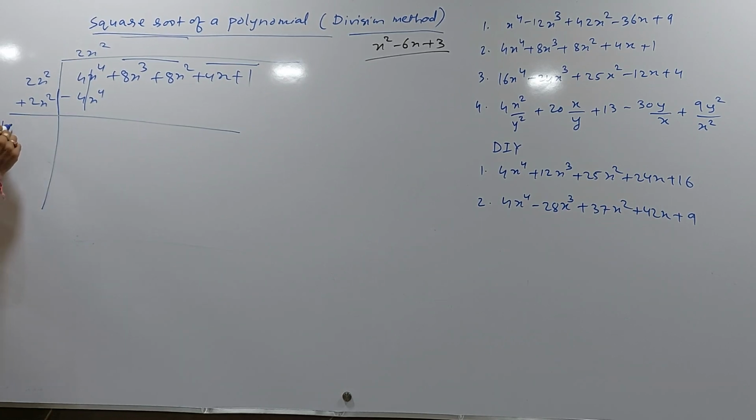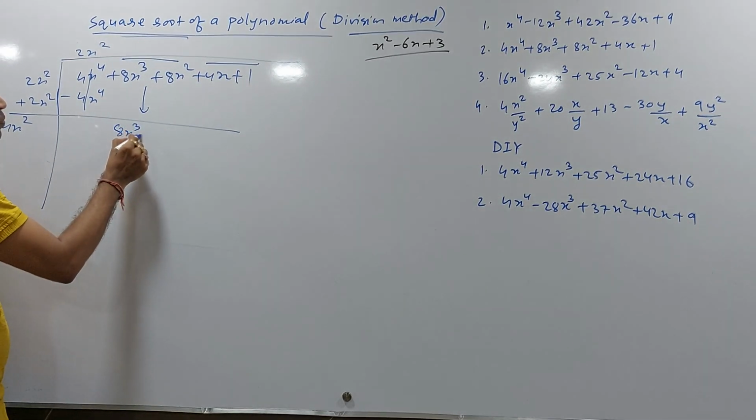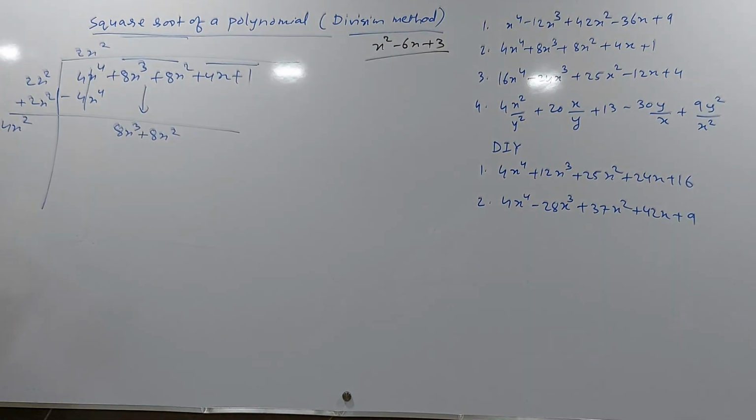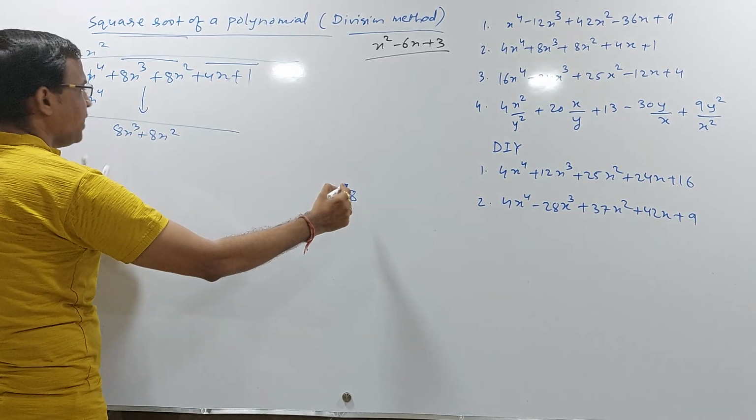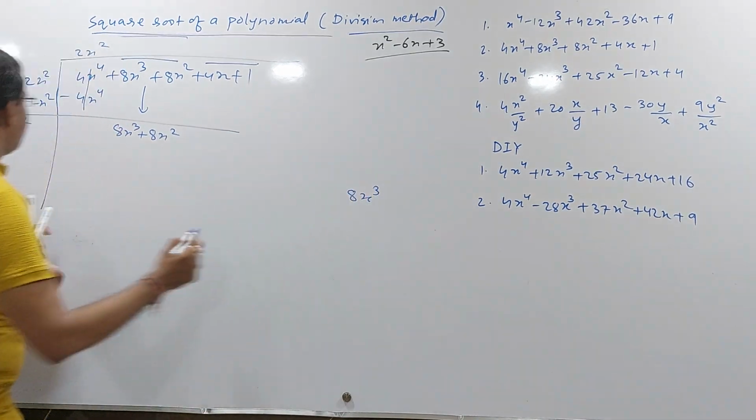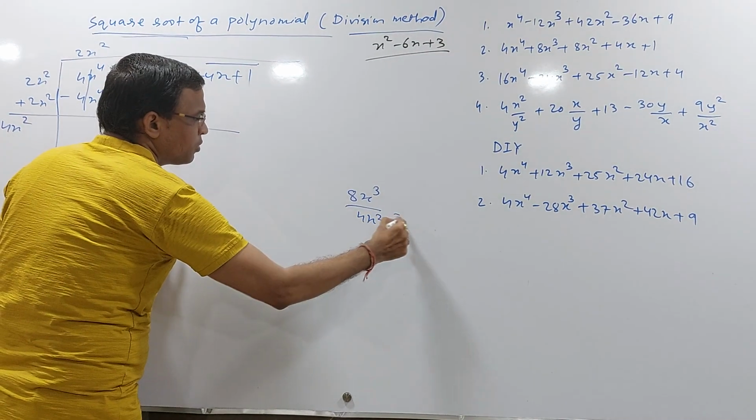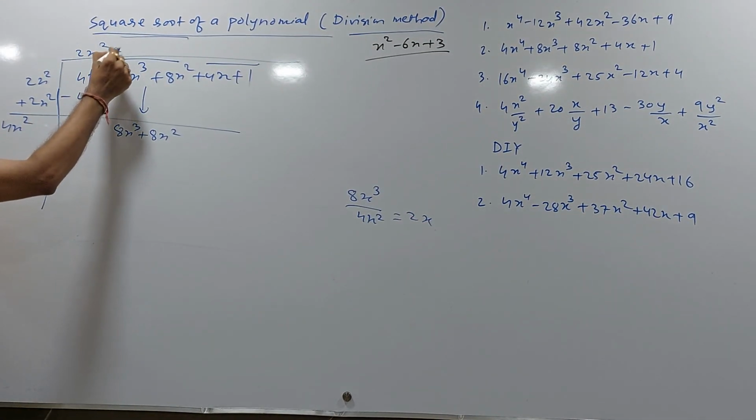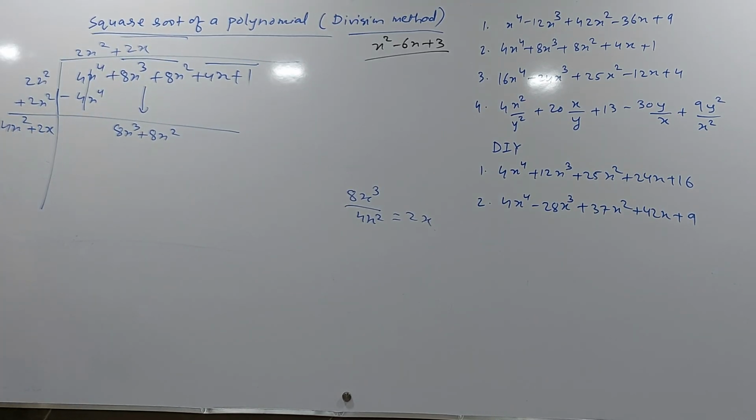Let me have a little space here. So it is 4x square. Now drop down the pair. So it is 8x cube plus 8x square. Now what number can I pick up? So I am going to the rough. The highest degree is 8x cube divided by 4x square. So it gives me 2x. So plus 2x, simple. Again here plus 2x.